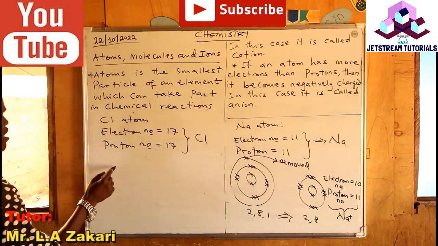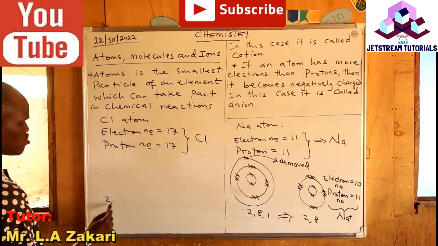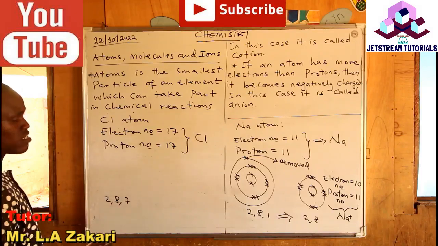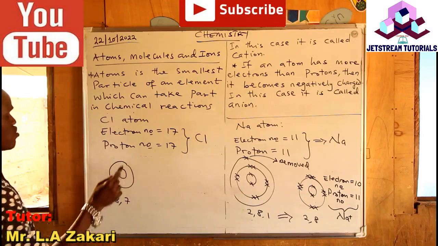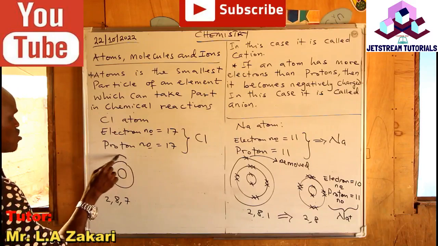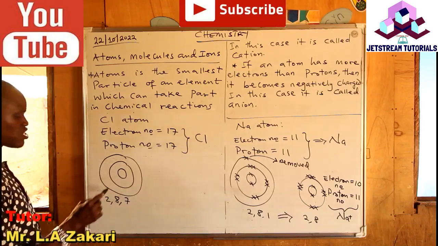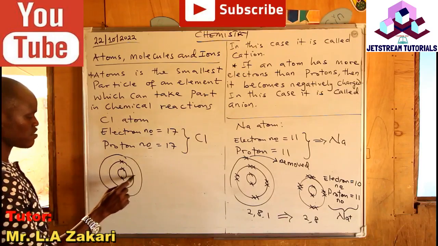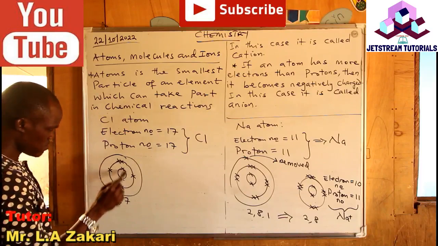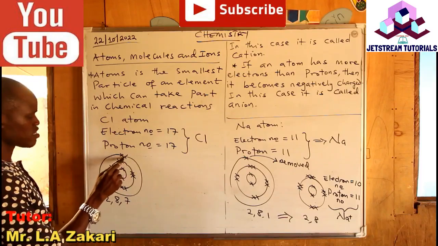Then, if you look at the electronic structure, chlorine has what? 2, 8, 7, isn't it? Remember, chlorine is a non-metallic atom. So it can gain an electron in this case. So we have 3 shells. Now arranging these electrons here, the inner shell will have 2. The next one will have what? 8. Then the last one will have how many? 7.